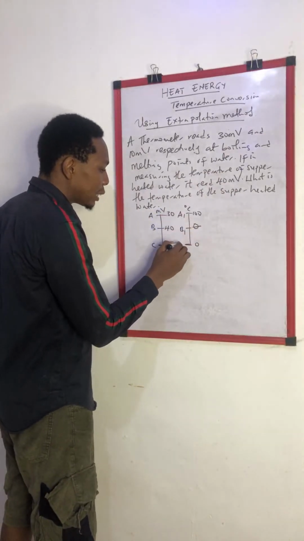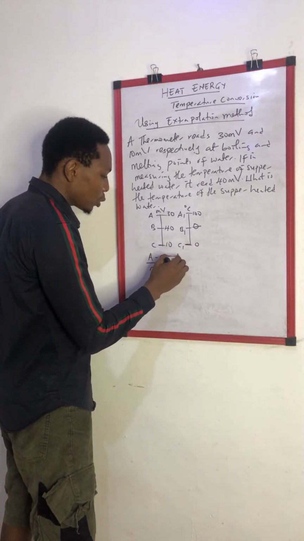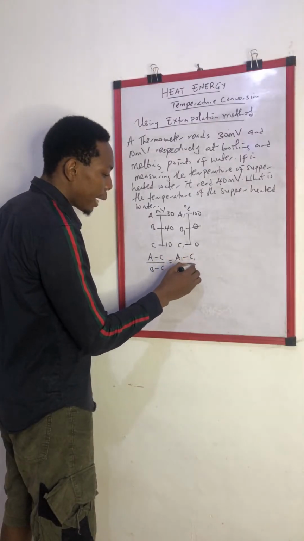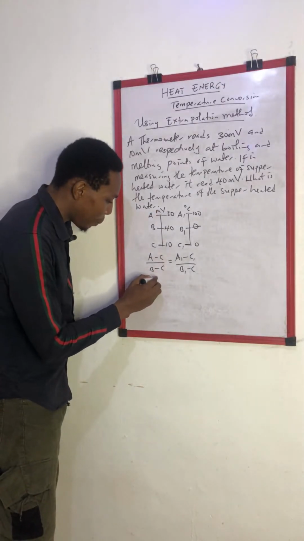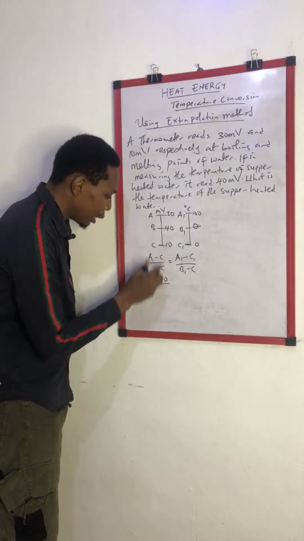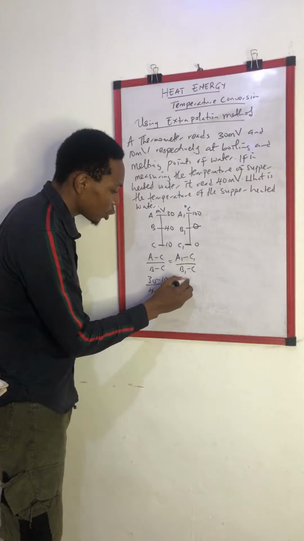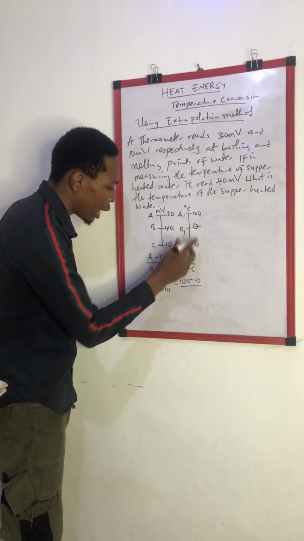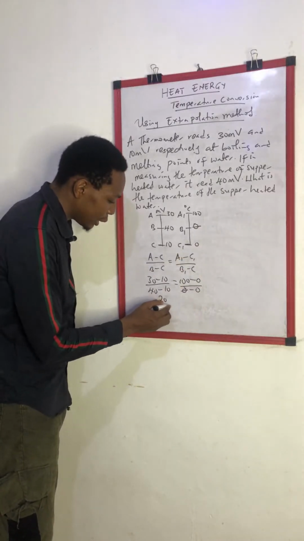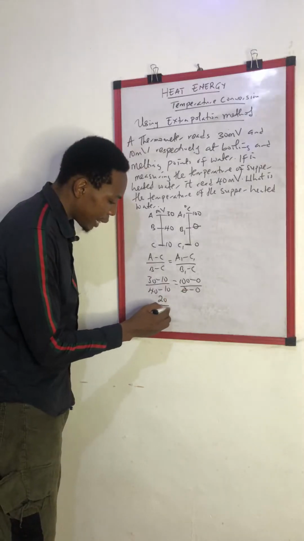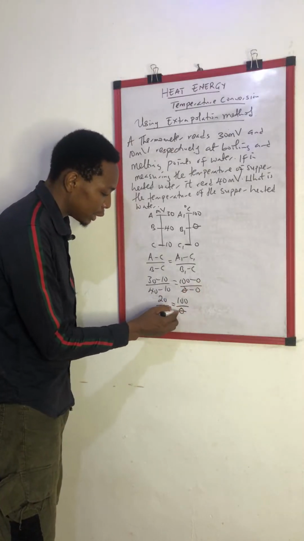So this is A, B, and C, and A1, B1, and C1. So we have (A minus C) over (B minus C) equals (A1 minus C1) over (B1 minus C1). From here, our A is 30 minus 10 over 40 minus 10 equals, A1 is 100, minus 0 all over theta minus 0. 30 minus 10, we have 20, and 40 minus 10, we have 30, equals 100 minus 0, 100, and theta minus 0 is theta.